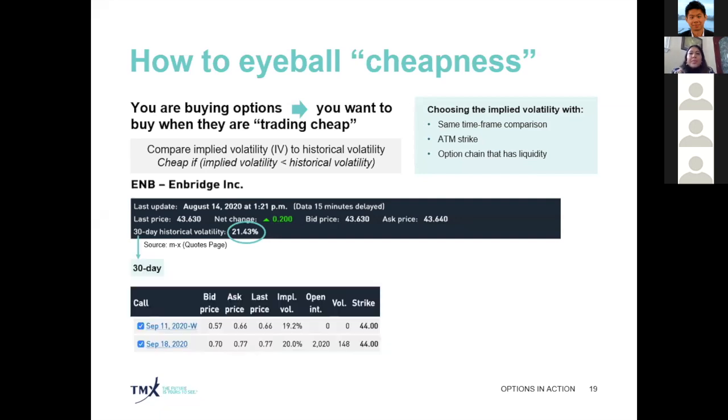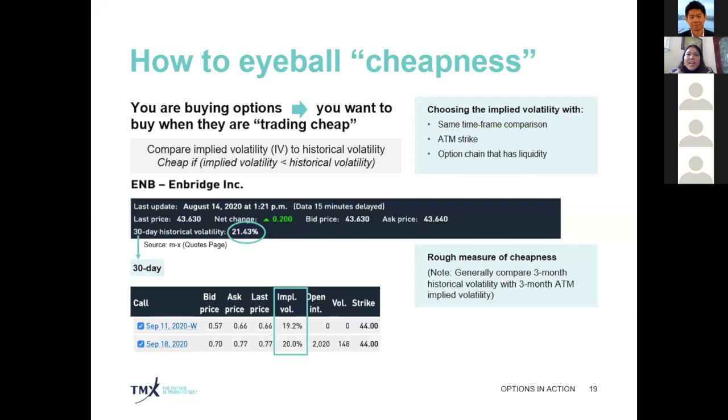So here we're going to choose a weekly option series expiring in September and the actual monthly option series in September. We can see that the implied volatility is less than 21.43%. Again, this is a very rough measure. Note that implied volatility can be high as well if there's expected news happening, for example earnings, as you learned earlier. Generally, traders compare the 3-month historical volatility with the 3-month at the money implied volatility, given they have the data available. So for this purpose, do we feel that this is cheap enough, or at least not expensive? Yes, we do. So we're done with determining factors.